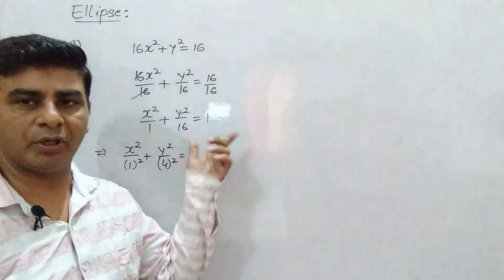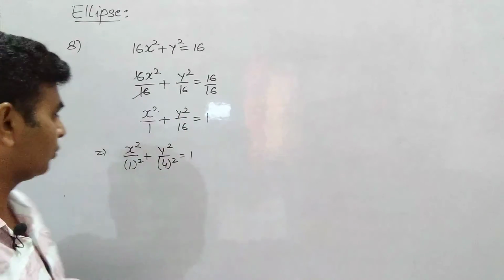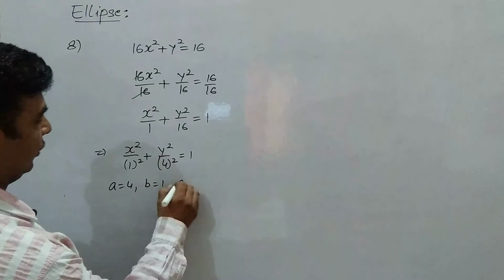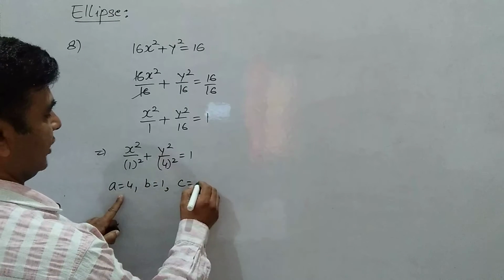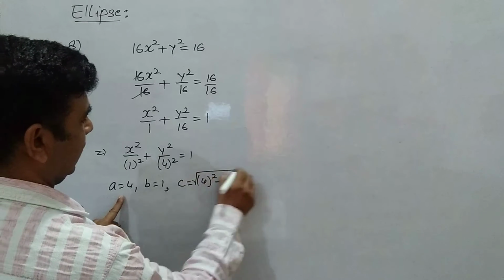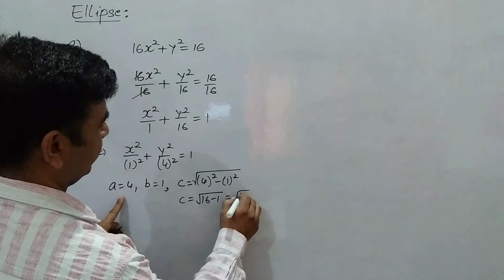This is an example of a vertical ellipse. Why is it a vertical ellipse? Because the bigger value is under y. So the value of a is 4 here, the value of b is 1, and the value of c will be the square root of a square minus b square, which is 4 square minus 1 square under the root, that is 16 minus 1 under root, which is root 15.